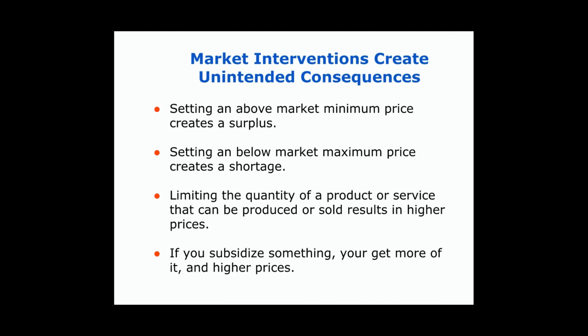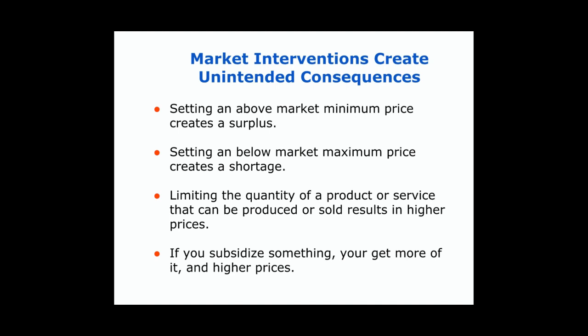Setting a below market price, like a rent control, creates a shortage. And again, the people who are able to keep an apartment or have an apartment pay a lower price, but there's more people who don't have an apartment at all. When we limit the quantity of a product or service that can be produced or sold, such as in a production mandate, well, then we're always going to have higher prices as a result.